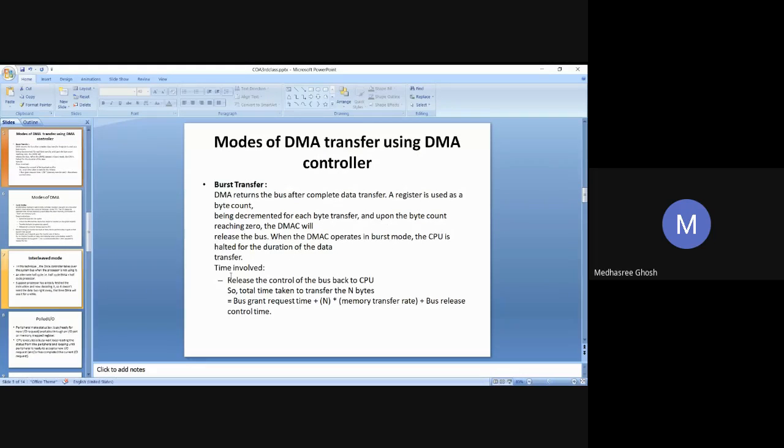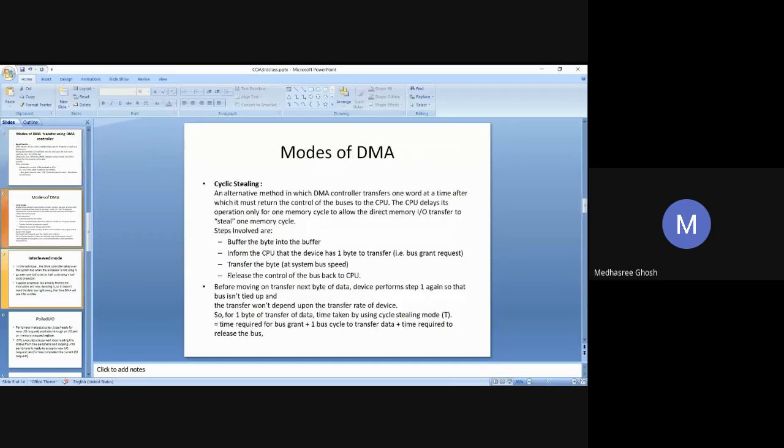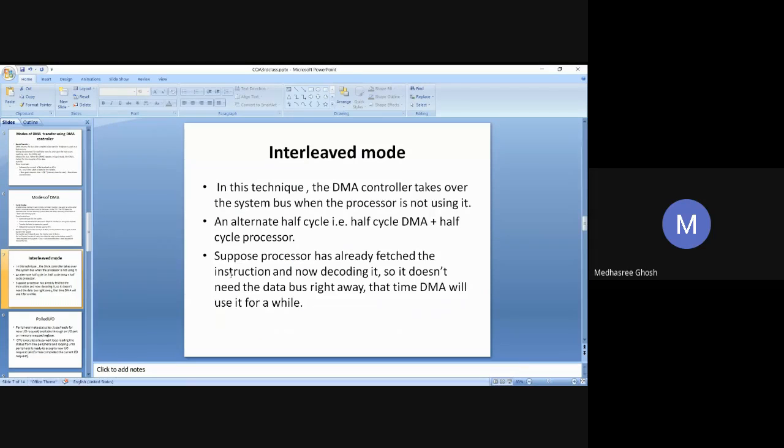There are several modes of transfer in DMA. Previously we studied modes of transfer in the CPU. Three types were there. Number one was programmed IO. Number two was interrupt driven IO or interrupt initiated IO. And number three was direct memory access, also called DMA. And now we are talking about modes of transfer using the DMA controller, of which the first one is burst transfer, the second one is cycle stealing, and the third one is interleaved mode.